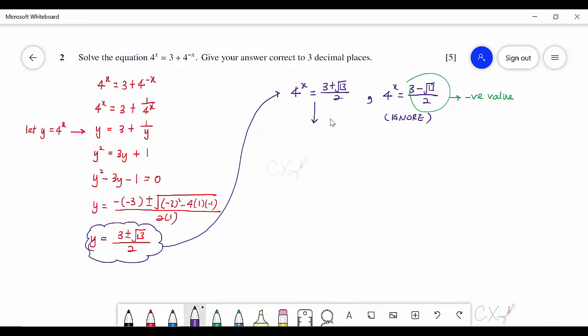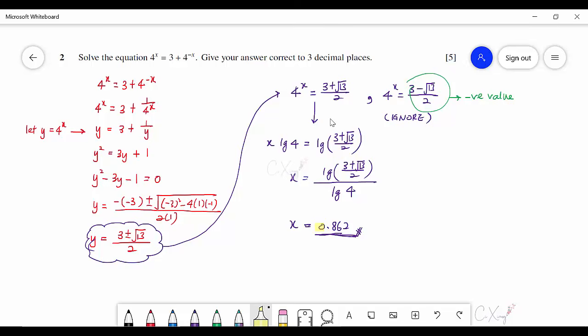To get the x, you can take log on both sides or ln on both sides. It depends on your own preference. To get the value of x, it is very simple: you just move the log 4 to the other side, so it becomes divided by log 4. If you didn't make any careless mistake, the answer for x should be 862 to 3 significant figures. So this is the answer for question number 2.